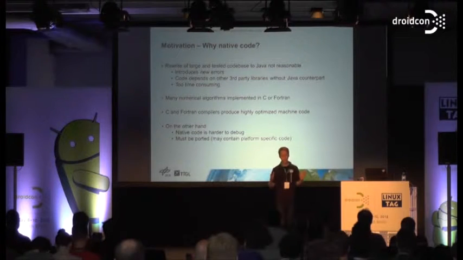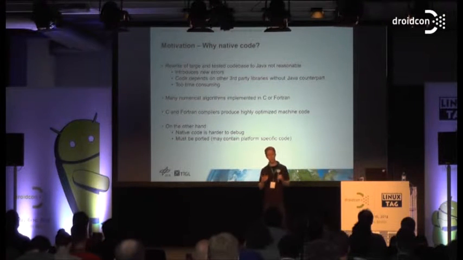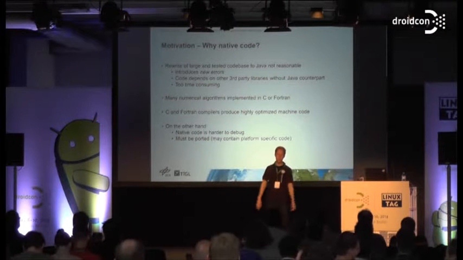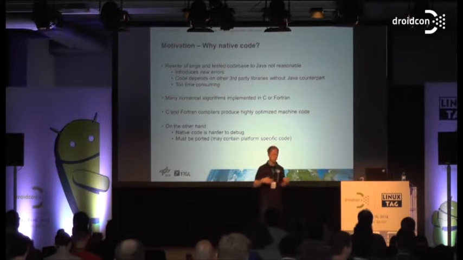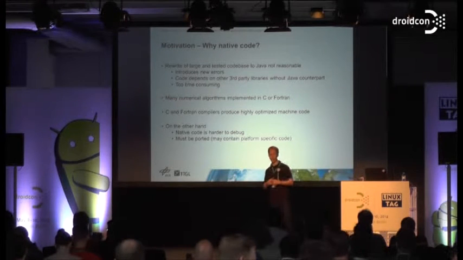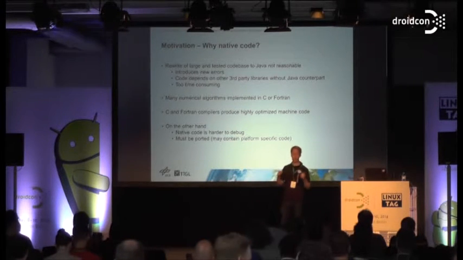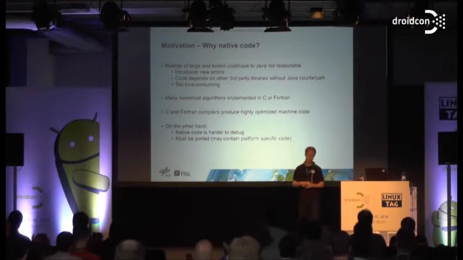On the other hand, of course, native code is much harder to debug if you have problems. It's not as easy as when you just get a stack trace in Java. And you have to port your app, and you also have to rewrite platform-specific code, of course.